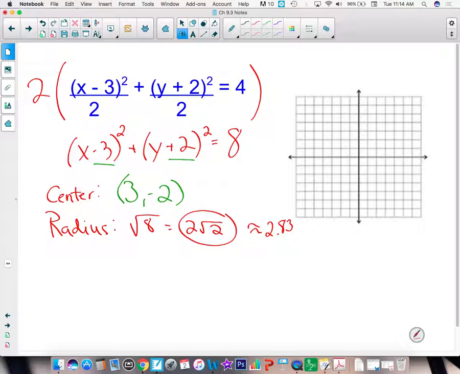So you're going to draw your center point at 3, negative 2. So that's boom, boom, boom, right there. That's my center. And then from there, you go 2.8 in all directions. So 2.8 that way, 2.8 this way, 2.8 that way, and 2.8 that way. And then you just draw your circle.